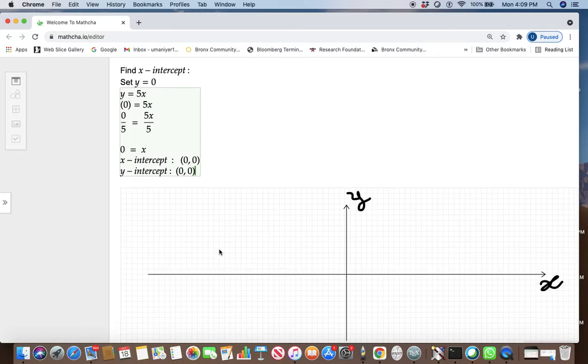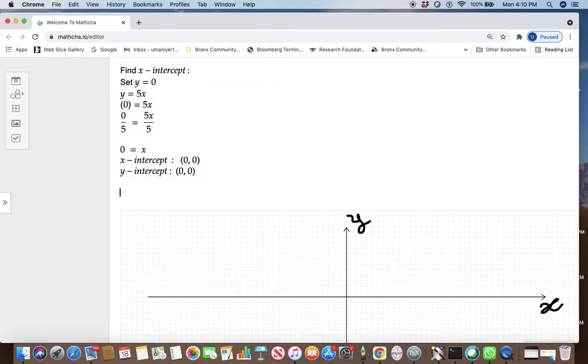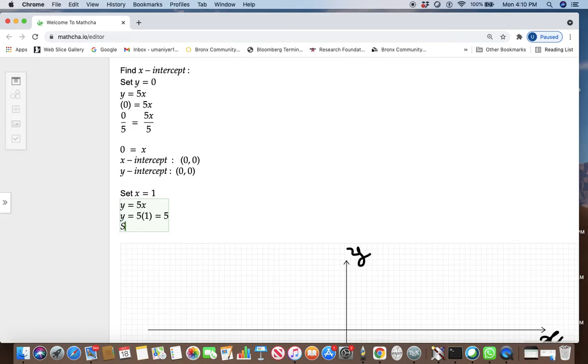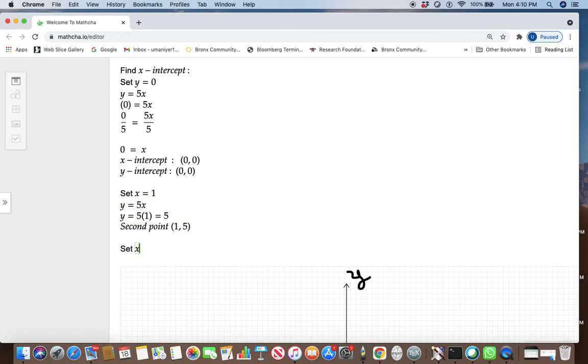So, to draw a line, we really need a minimum of 2 points. We use a third point to check that we are on the right track. So, let's get one more point. Set x equals 1 in your equation. So, y is 5 times 1, that's 5. So the second point is x coordinate 1, y coordinate 5. In the same way, you may set x equals negative 1 in this same equation. So y is 5 times negative 1, so y is negative 5. That gives you your third point.